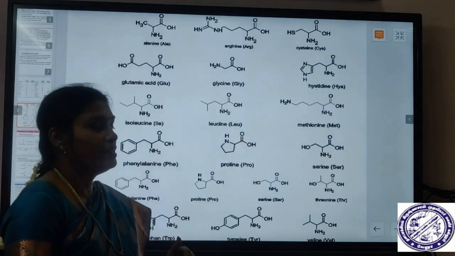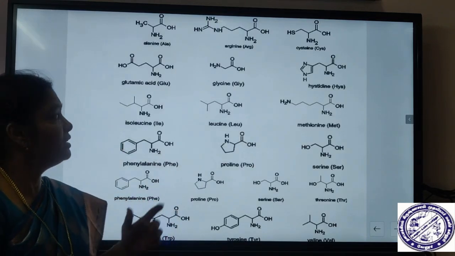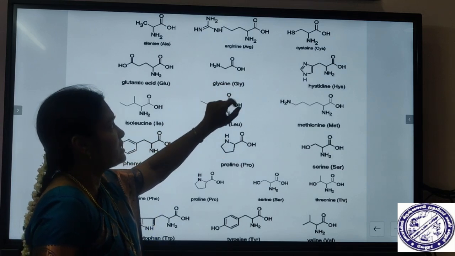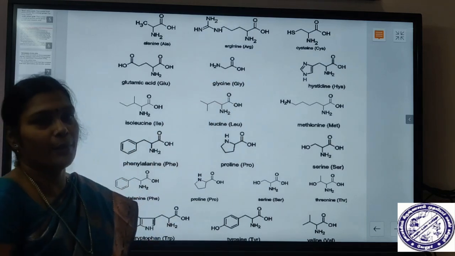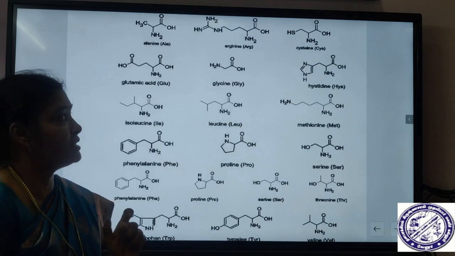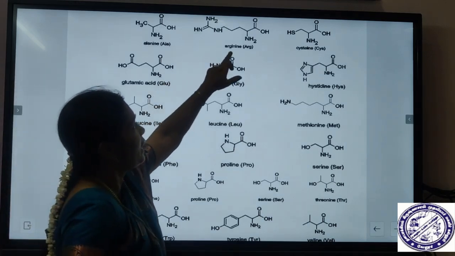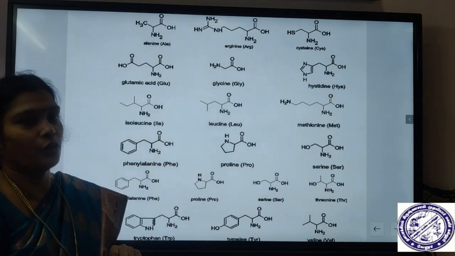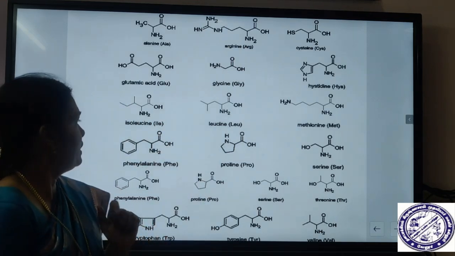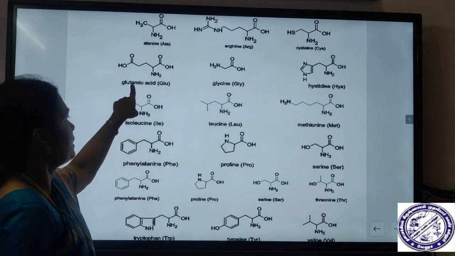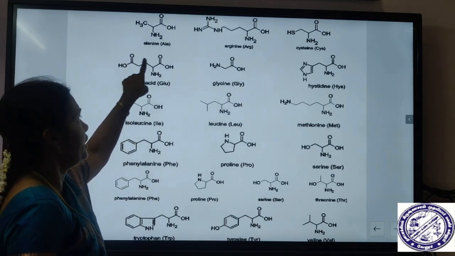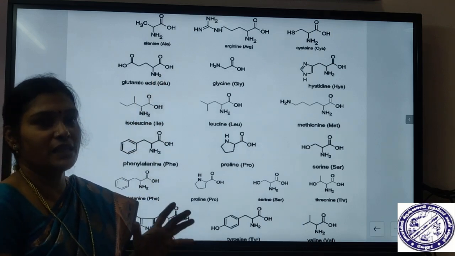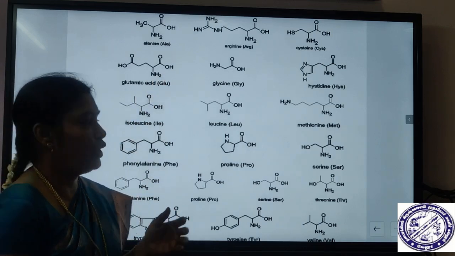So here we can see the structures of amino acids. For example, glycine contains one carboxyl end and one amino end, so it is a neutral amino acid. When you take arginine, here we have 2 amino groups and 1 carboxyl group, so this is basic in nature. Similarly, glutamic acid contains 2 carboxyl ends, whereas we have only 1 amino group. So this is an example for acidic amino acid.